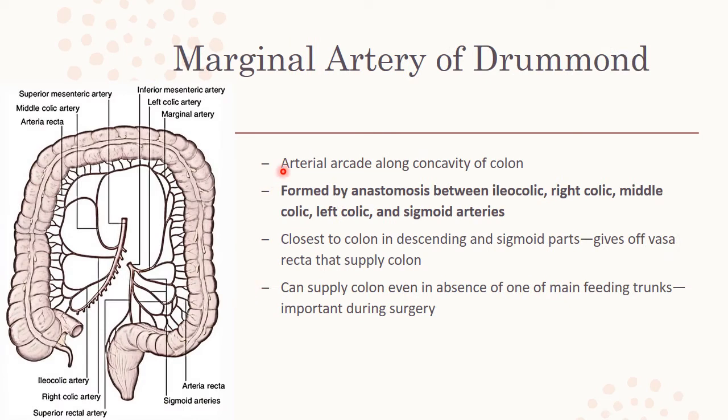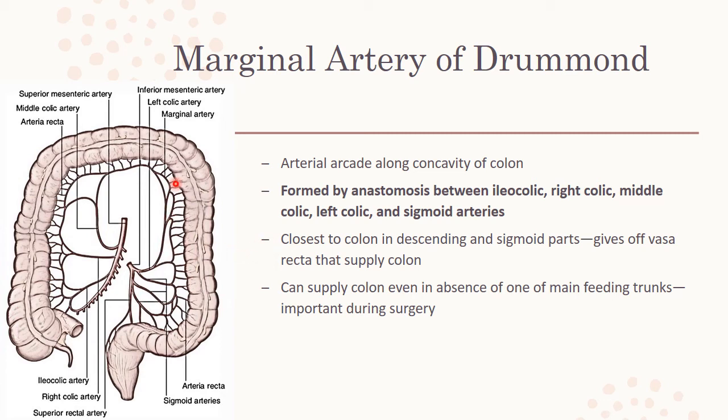Finally, we have the marginal artery of Drummond. The marginal artery of Drummond is basically a huge arterial arcade. This huge arterial arcade that I am highlighting with my pointer right now is the marginal artery of Drummond. This is basically formed by anastomosis between the ileocolic artery, the right colic artery, the middle colic artery, the left colic artery, and the sigmoidal arteries. So it is basically formed by anastomosis between the major branches of the superior and the inferior mesenteric arteries.